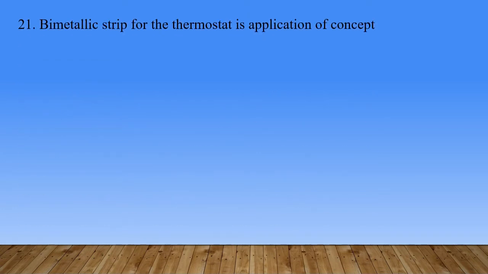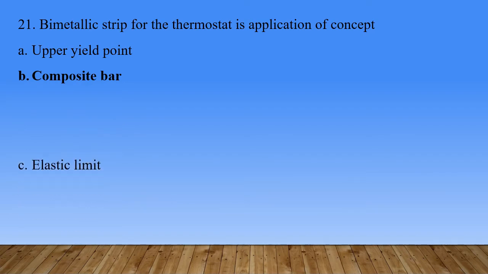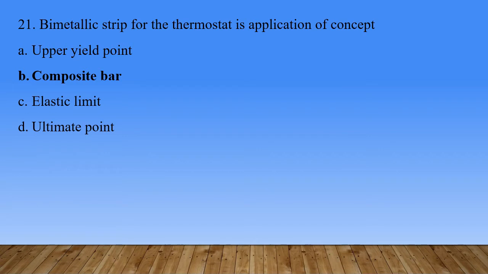Question number 21. Bimetallic strip for the thermostat is an application of the concept of: Option A, upper yield point. Option B, composite bar. Option C, elastic limit. Option D, ultimate point. The correct answer is option B, that is composite bar.